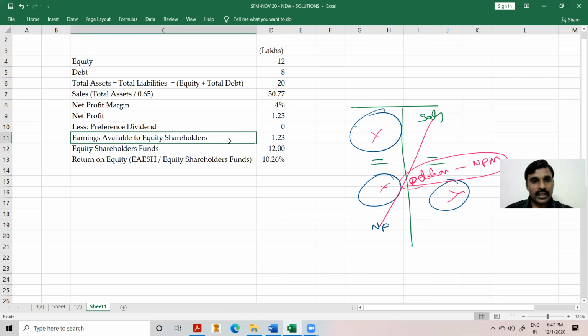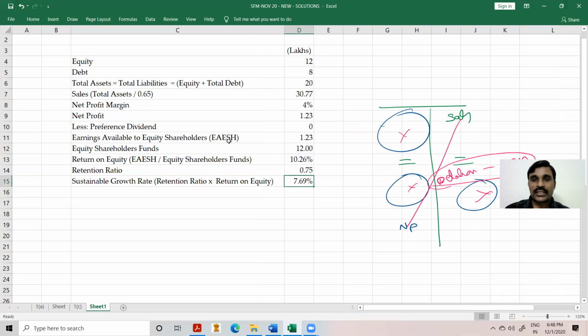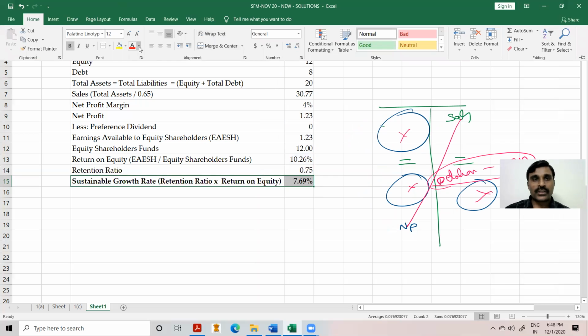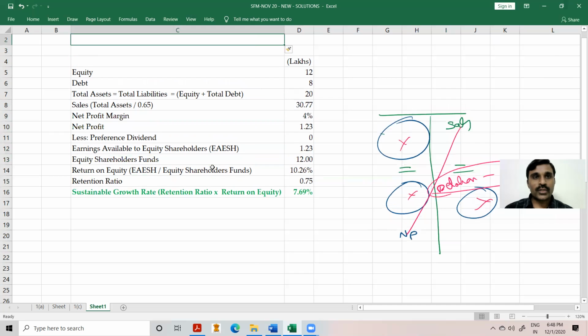And what is the retention ratio? This is earnings available to equity shareholders. And what is the retention ratio they have given? They have given a 0.75 retention ratio. Therefore, sustainable growth rate is equal to retention ratio into return on equity. How much am I saving? On that saving, how much am I earning? So this will be 7.69%, the sustainable growth rate under proposal 1. So this is proposal 1.